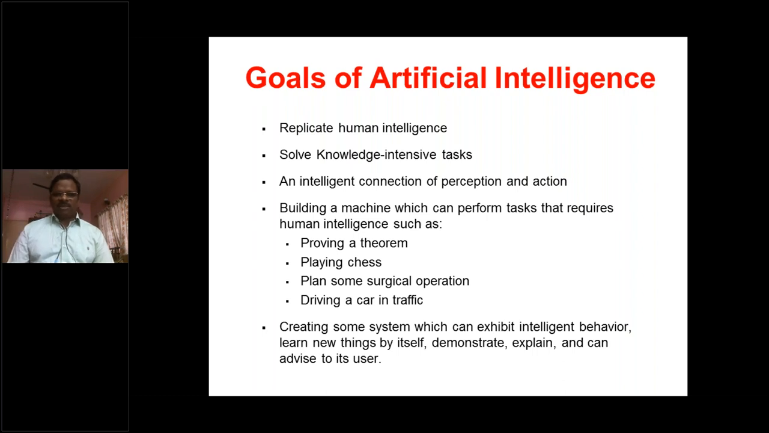Whatever the machine learns, it should demonstrate and explain to others, and a machine can advise its users so they can understand what techniques, what methods, and what information are actually acquired by means of an intelligent machine.